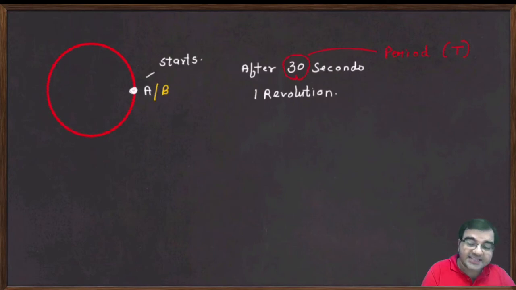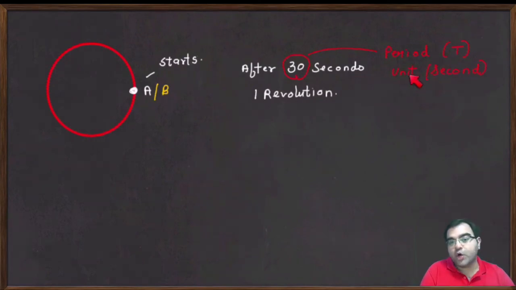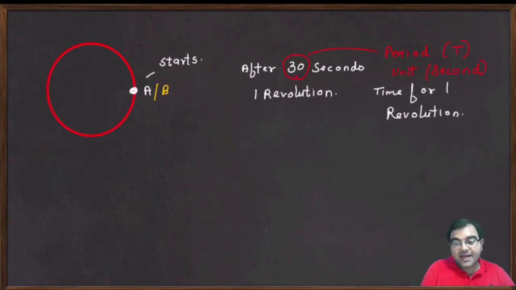Now this 30 seconds is called the period. What is this 30 seconds called? Period. And period, obviously it's time, so its unit is going to be the second. And this period is the time required for one revolution in uniform circular motion. So what is a period in uniform circular motion? It is the time required for one revolution in uniform circular motion.